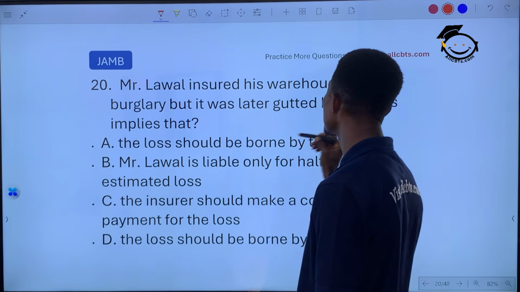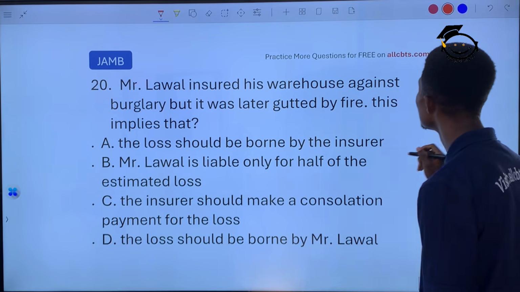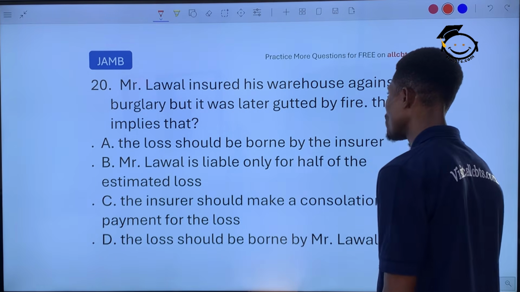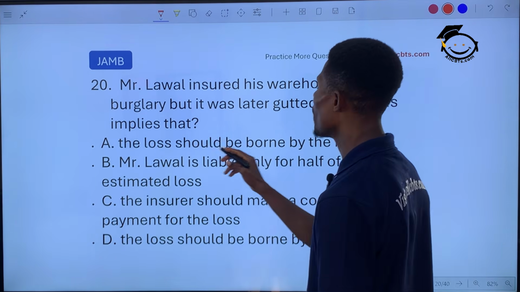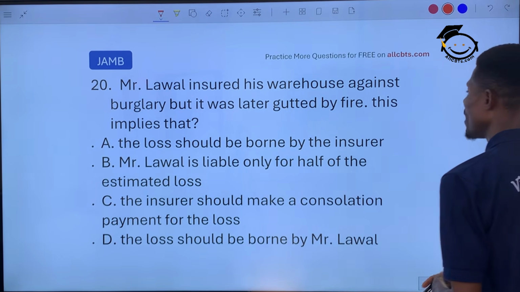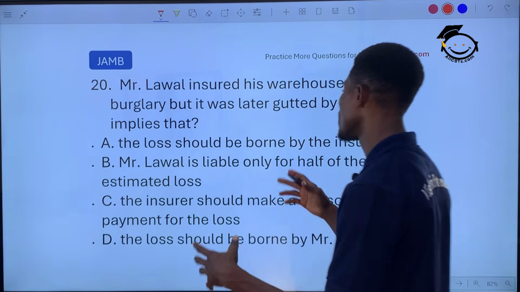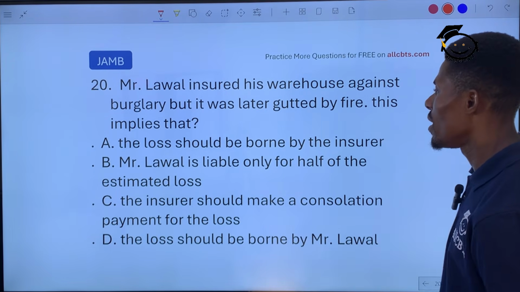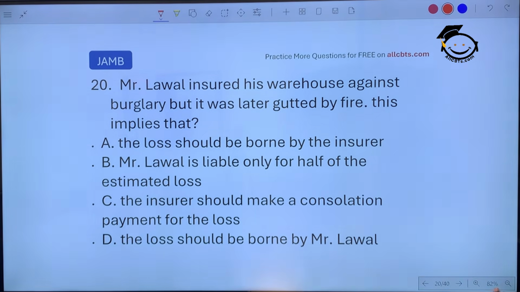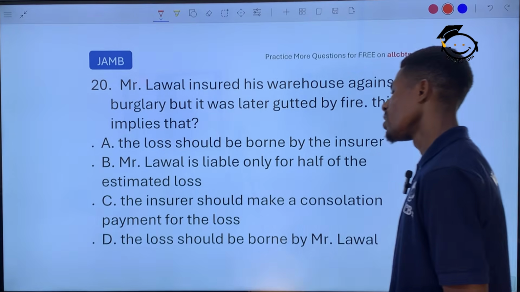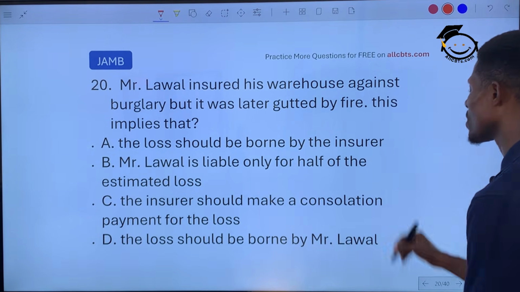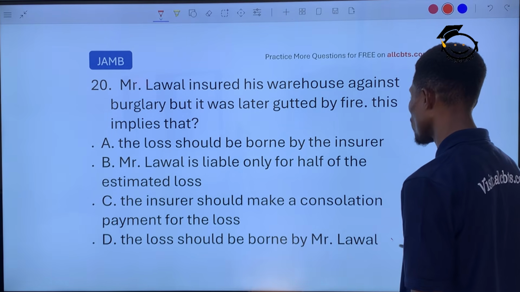Mr. Lawan insured his warehouse against burglary, but it was later gutted by fire. This implies that what? Option A, the loss should be borne by the insurer. B, Mr. Lawan is liable only for half of the estimated loss. C, the insurer should make a consolation payment for the loss. And D, the loss should be borne by Mr. Lawal. The correct answer is option D.